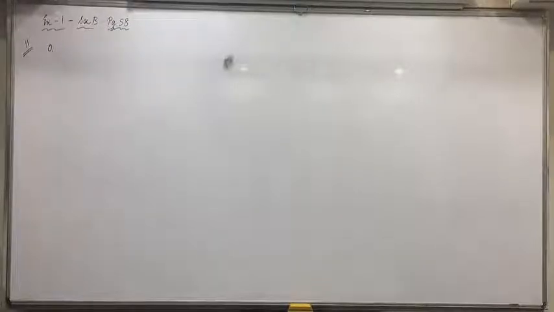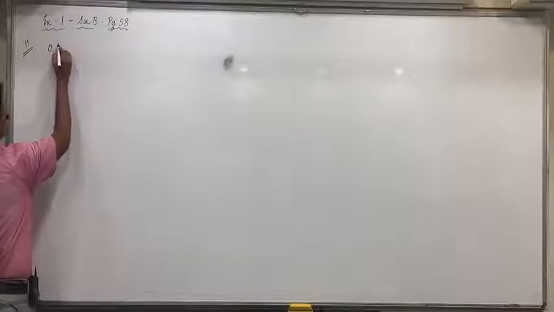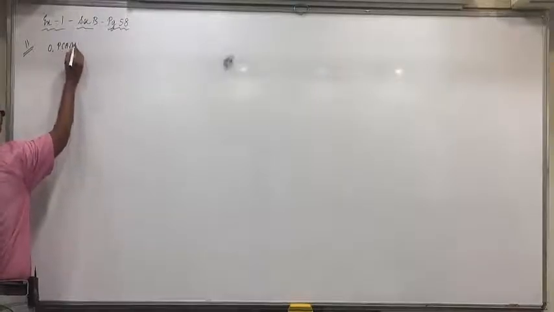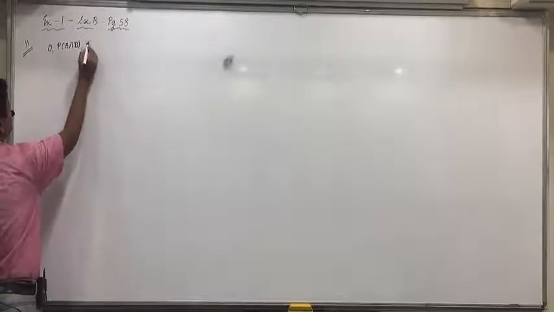P of A intersection B. Yes. P of A intersection B will always be smaller than PA, because P of A intersection B in the Venn diagram is a part of only PA. So in the ascending order, what next will come? P of A intersection B, then PA.